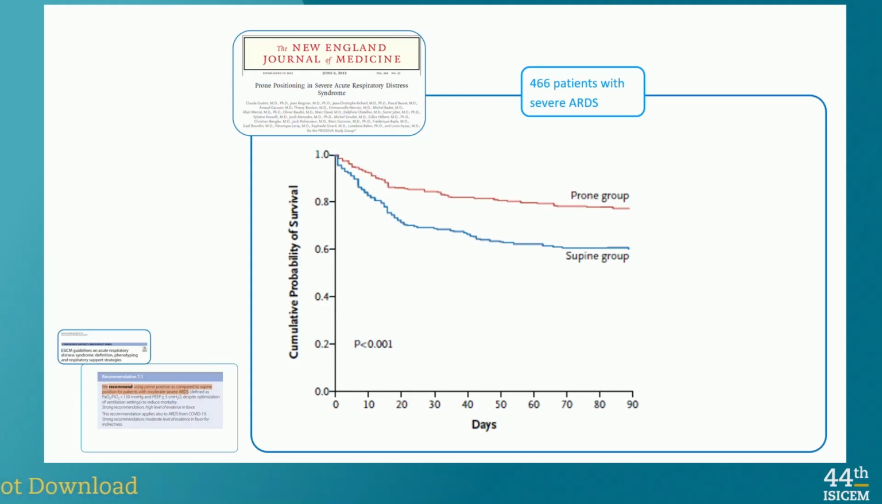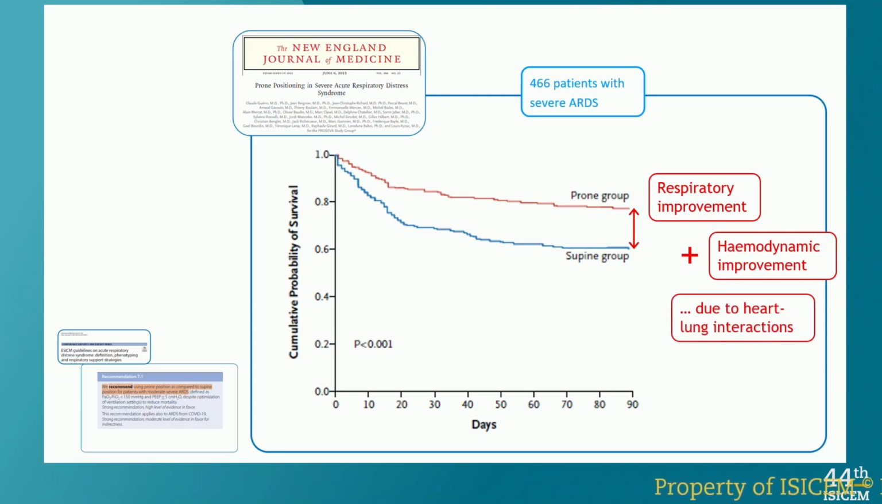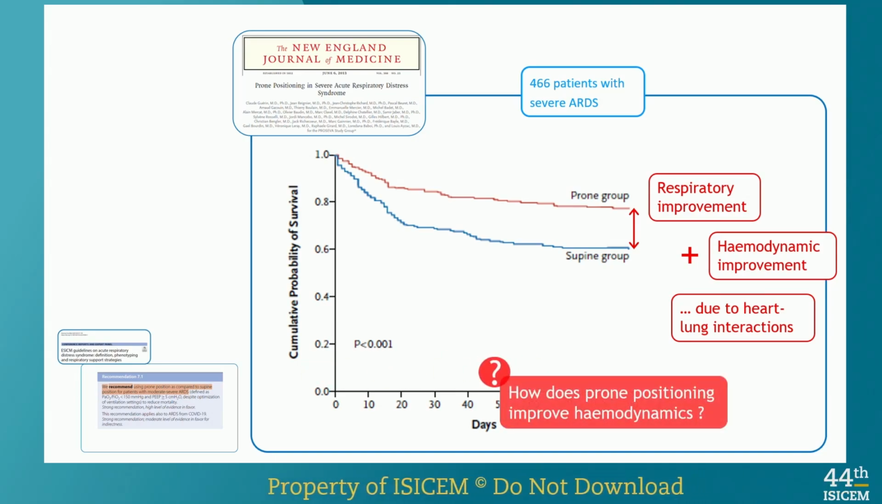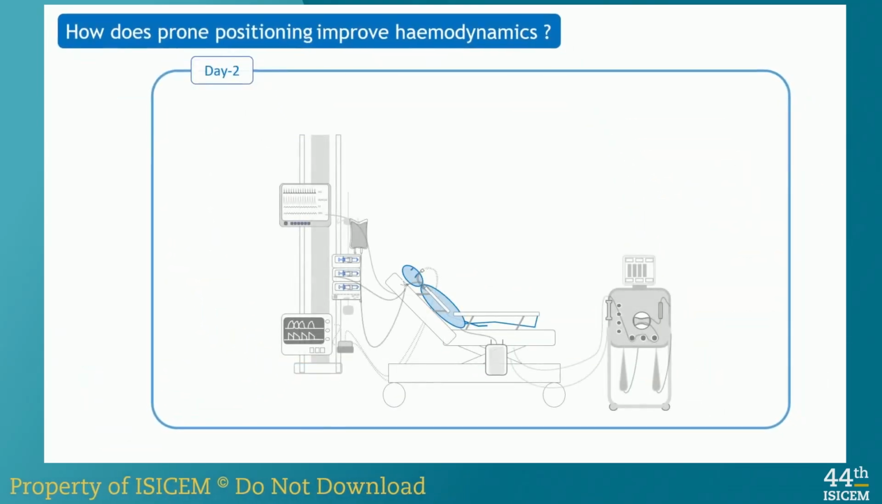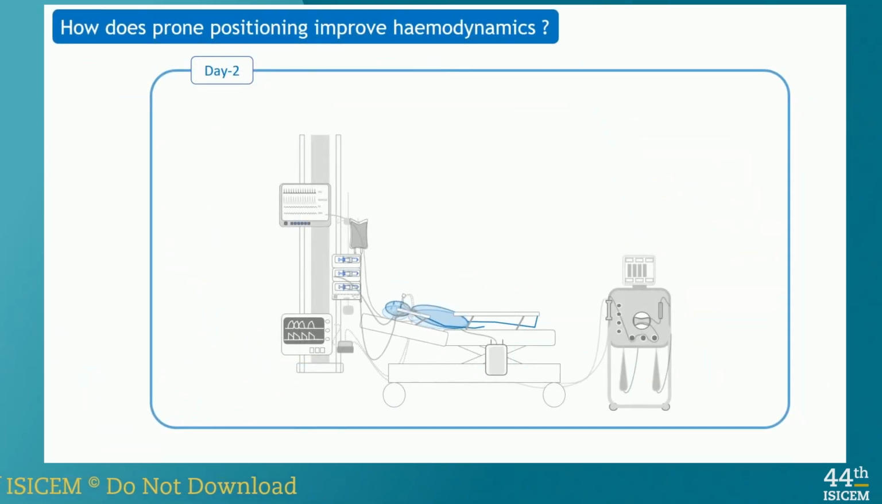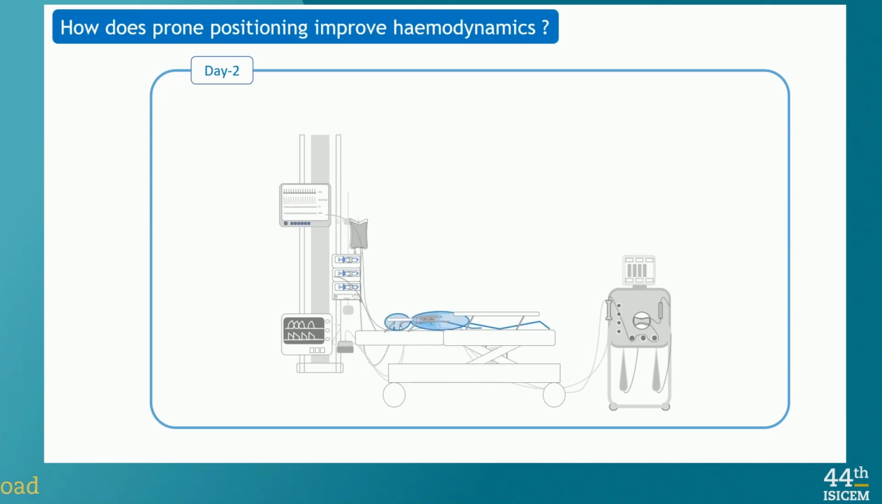And indeed, we heard that it's perhaps more complex from Marcelo Amato, but we think it's mainly due to the respiratory improvement. But I would like to show you that it may be due also to some hemodynamic improvement due to heart-lung interactions. What are we speaking about? How does prone positioning improve hemodynamics? In fact, when you prone a patient, and that's very important, you first lower the trunk and then, of course, turn the patient. And this may significantly affect the cardiovascular system.